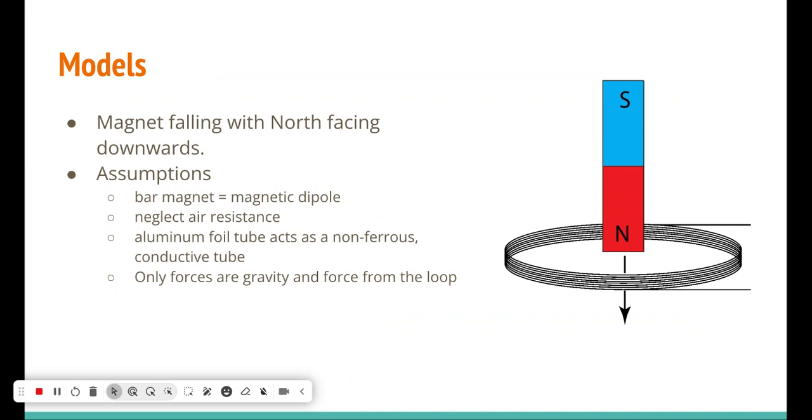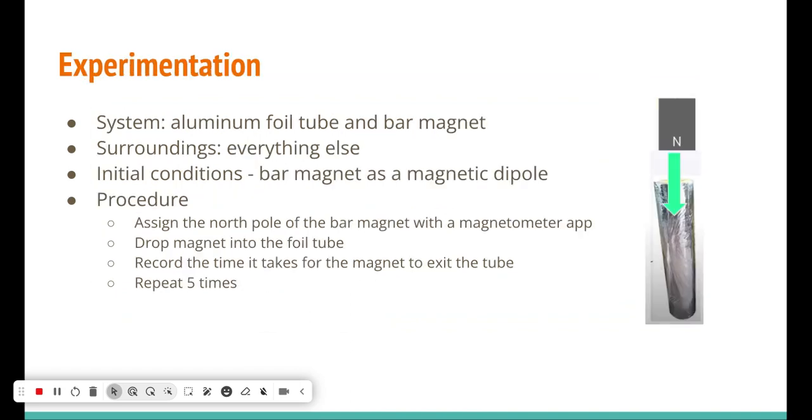And then the assumptions are that the bar magnet represents a magnetic dipole, that air resistance is negligible, and that the aluminum foil tube acts as a non-ferrous conductive tube, and the only forces are gravity and the force from the loop. So this is the experiment setup, with the system being the aluminum foil tube and the bar magnet, and the surroundings being everything else.